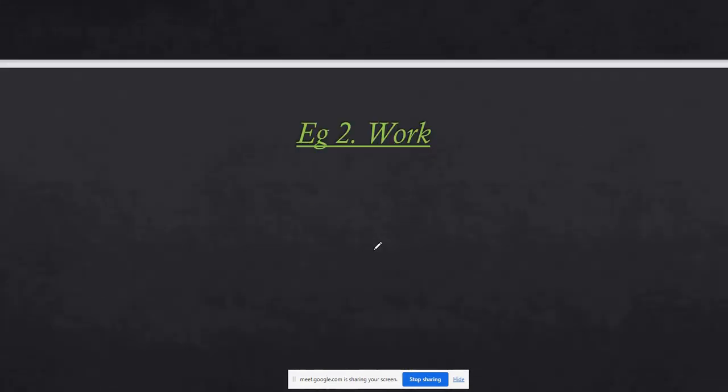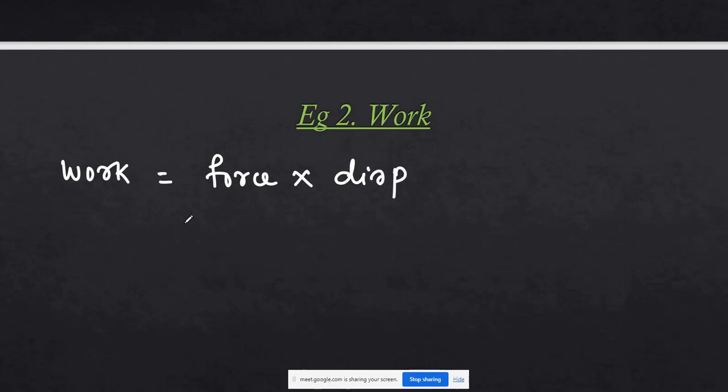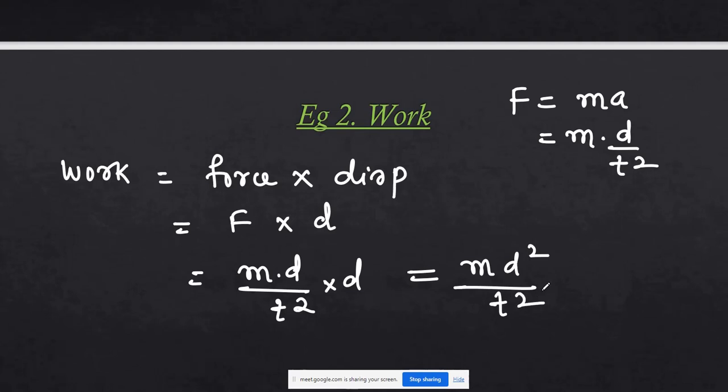Okay, ma'am. Now, similarly, we will do it for work. What is the work formula? Work is nothing but force into displacement, not acceleration. Force is capital F, displacement is distance d. Now, what is the force formula again? It is mass into acceleration. What is acceleration again? Distance by time square. So I can write it as mass into distance by time square into distance. So what is the final formula? M into d square divided by t square, right?